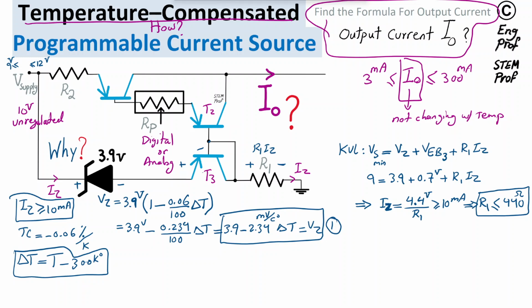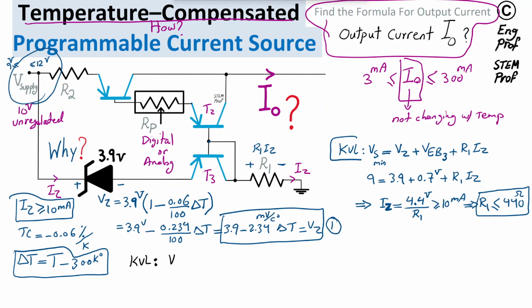Now, the other KVL I can write is between unregulated supply and the common base of the matched PNP transistors. So on one side, I have just Zener and emitter base. On the other side, I have R2, emitter base, drop across potentiometer, and then emitter base. So these two should be equal to each other. So I'm going to write another KVL, or Kirchhoff voltage law. Basically the two parallel voltages should be equal to each other effectively.